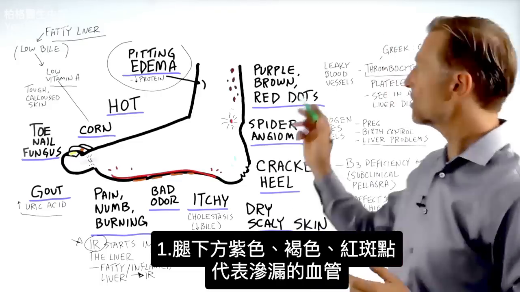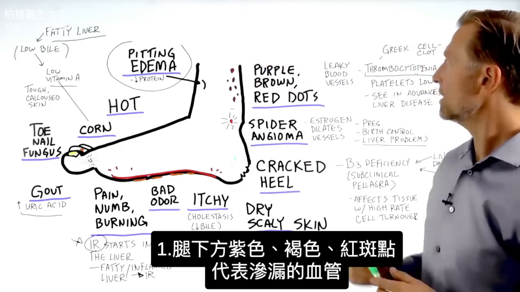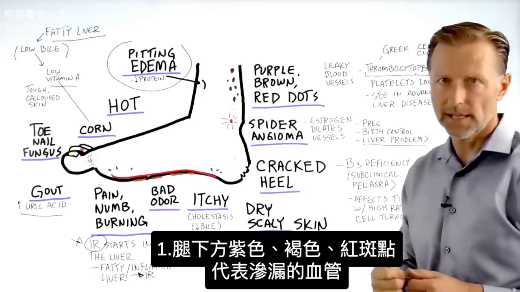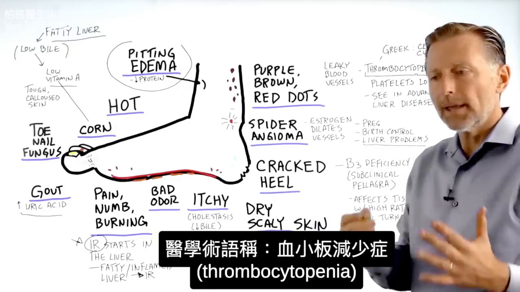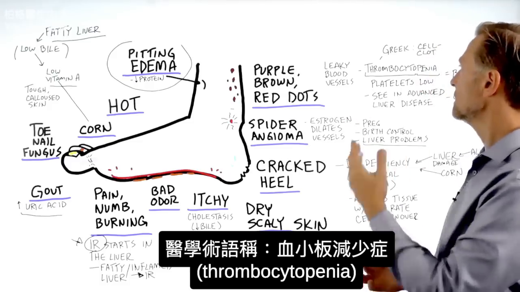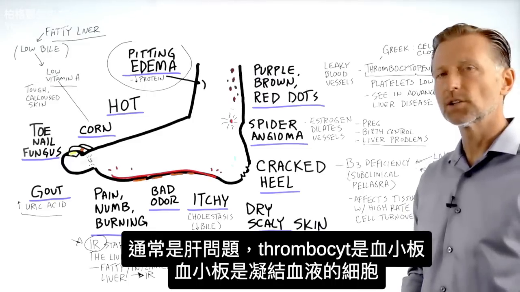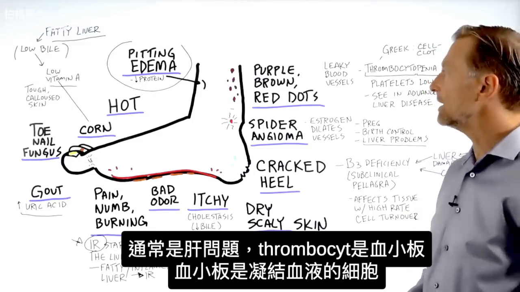All right, let's start with these purple, brown, red dots on the lower part of the legs. What's going on here is we have leaky blood vessels. Now there's a medical term, which I'm going to introduce you to. It's a big word, but I'll define it. It's called thrombocytopenia. This condition usually occurs with a liver problem.